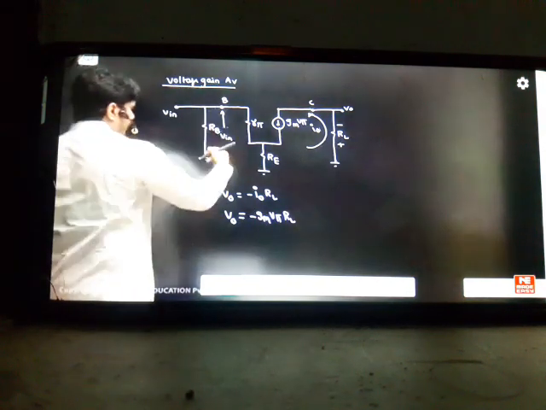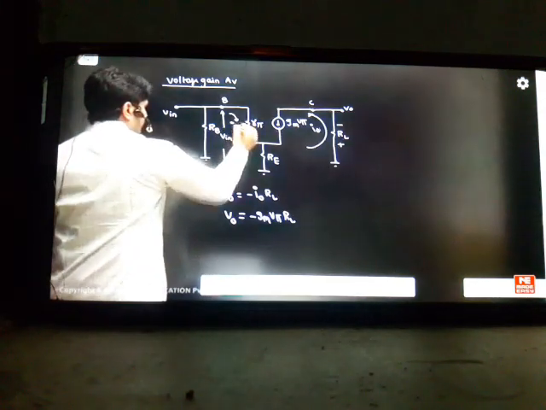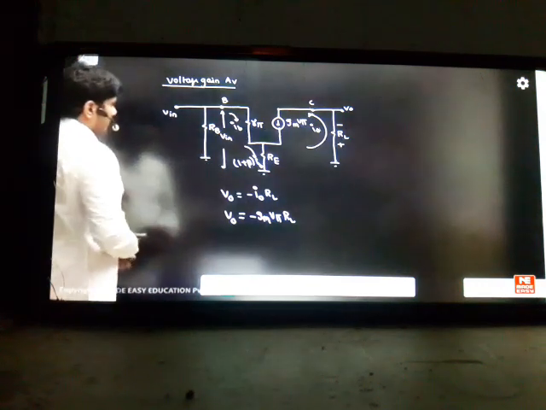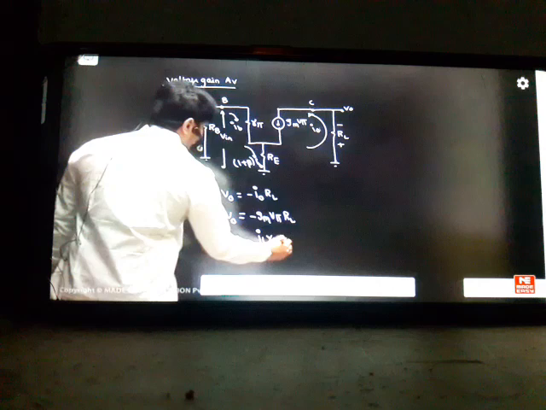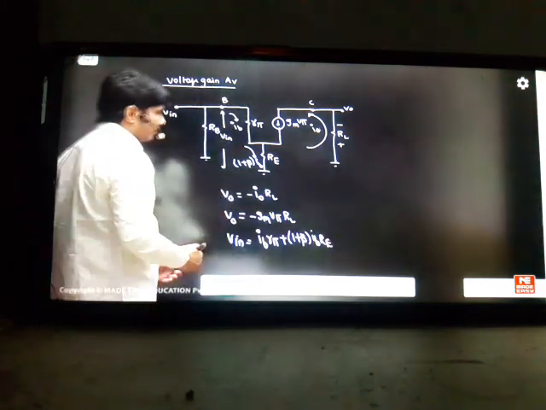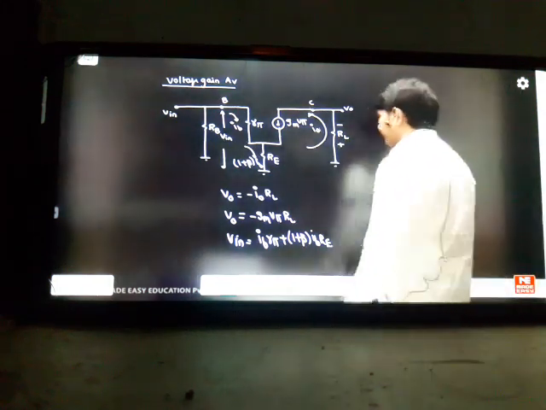So what is the input here? If you want to write the input, this becomes IB. This current will become 1 plus beta times IB, which is your IE current. So we can write the input voltage as IB into Rπ plus (1 plus beta) times IB into RE. Just write input and output by seeing the port. What is the output voltage and what is the input voltage? Now IB should be cancelled in the formula.